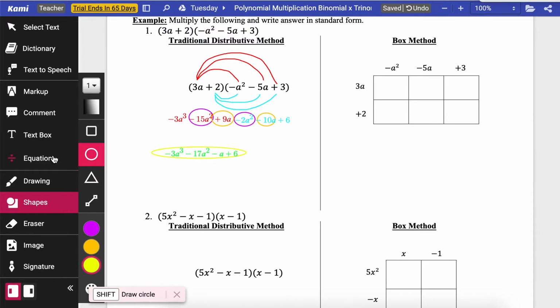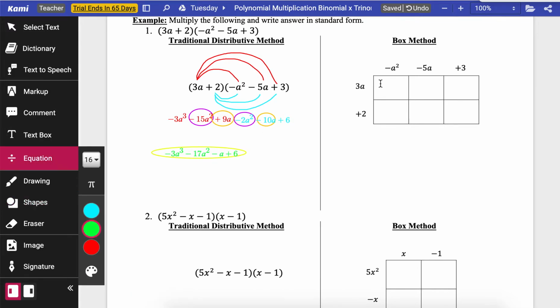So let's use our other method, the box method, and check that we get the same thing. So the box method tells us to do the same thing. Take everything in one polynomial, multiply it by everything in the other, and then just add them all together. So we're multiplying everything first. 3 times negative 1 is negative 3. And then the a times a squared using exponent rules is a to the third.